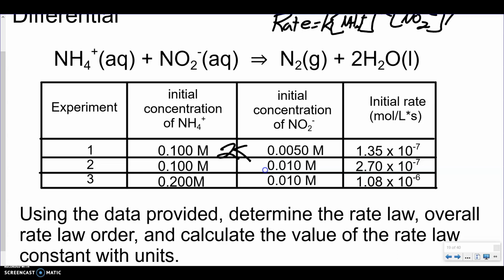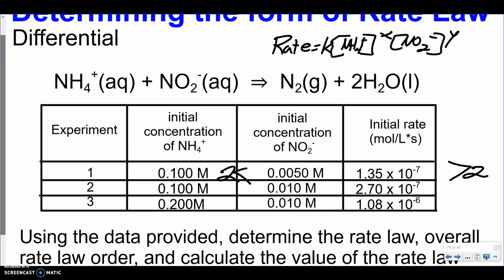Now we go over here and we look at our rate. What happened to our rate? We went from 1.35 to 2.7. Hopefully we can see those numbers and realize what's happening here, but sometimes you can use a calculator to figure it out. If we look at this, we're doubling rate as well. So what does that mean? If we double concentration and we double rate, what that actually means is mathematically our order is 1.